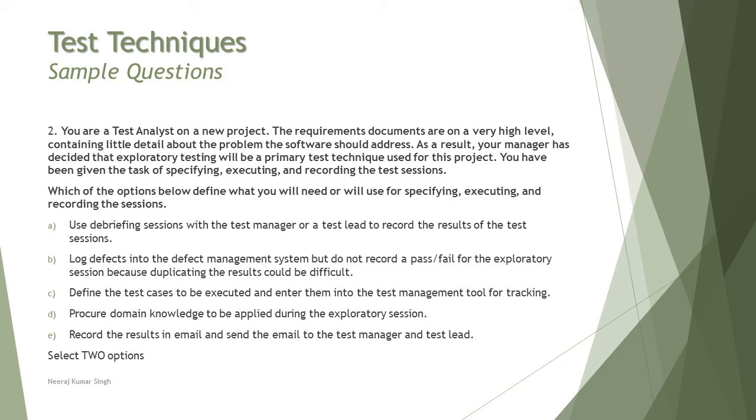B, log defects into the defect management system, but not record a pass or fail for the exploratory session, because duplicating the results could be difficult. Duplicating and reproducing, these are two different words. All we need to remember is sometimes they will just skip a word because they know where exactly you can skip. So it's not about duplicating the result, it's about replicating, reproducing it. So log defects into the defect management system, but do not record a pass or fail for the exploratory session, because duplicating the result would be difficult. So that's not a right option here, and anyways that's not related to what we're looking at.